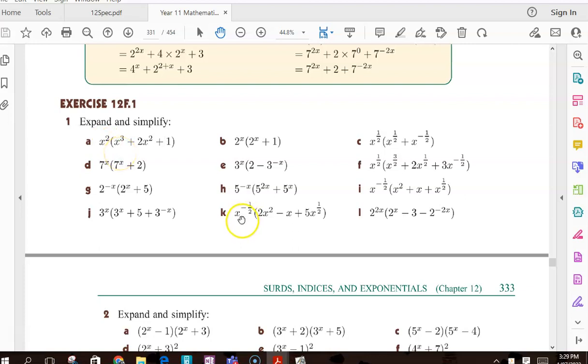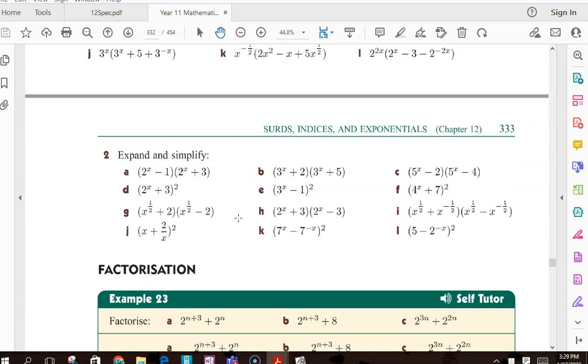All they're going to ask you to do is, can you do it now if you've got a fraction and a negative out the front? But it's the same process. So can you please practice? Okay, so 2F1, you may pack up.